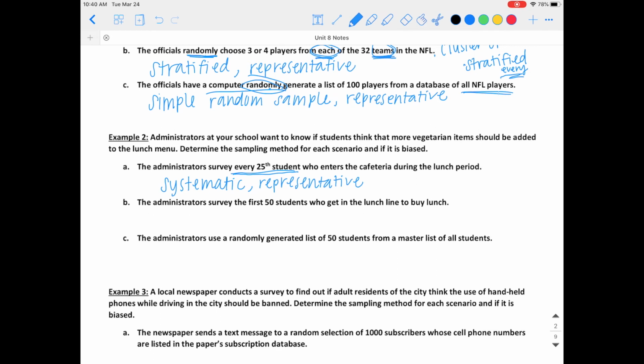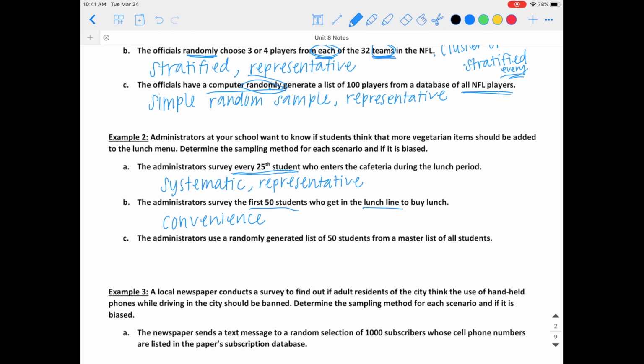Okay, the next one, administrators survey the first 50 students who get in the lunch line. First 50 students, I'm just saying, all right, the first 50 people in this line, I'm just going to ask them. That's very convenient to me. So this is a convenience sample. I'm not picking them randomly. They're not picking themselves. I'm not splitting it up into groups, so this has to be a convenience sample. I'm not really following a rule. I'm just saying, if you're here, I'm going to ask you.